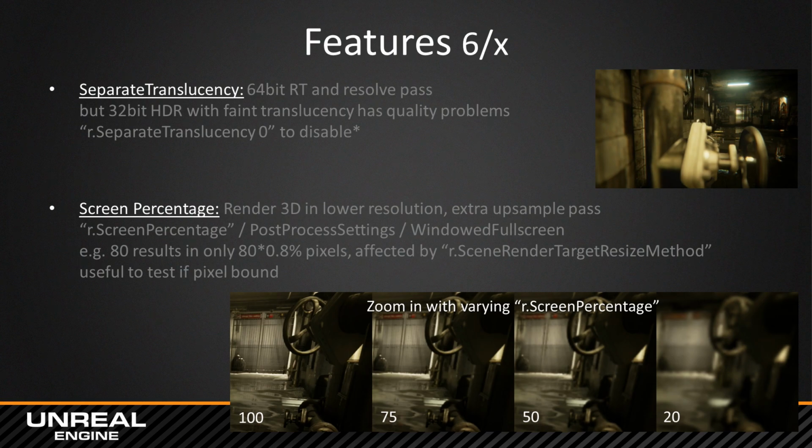Screen percentage is a feature which is super useful when you want to profile, because it allows you to render all your 3D in a lower resolution, and then later on it gets upsampled. Visually, you can see if you keep it on 100, that's the default. If you go to lower numbers, you see here that it gets blurrier and blurrier. Quality is still quite good because we have good anti-aliasing, but it renders much faster. On some hardware that's a good solution, because if you have a very high density display, you can probably barely see the visual impact, and the performance savings are tremendous.